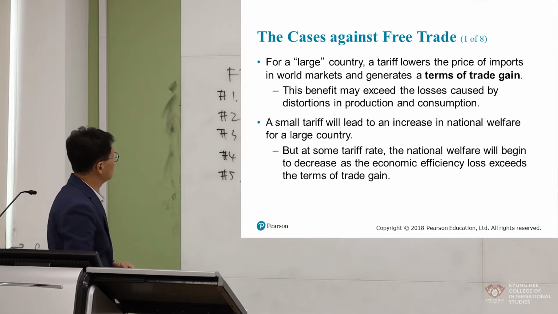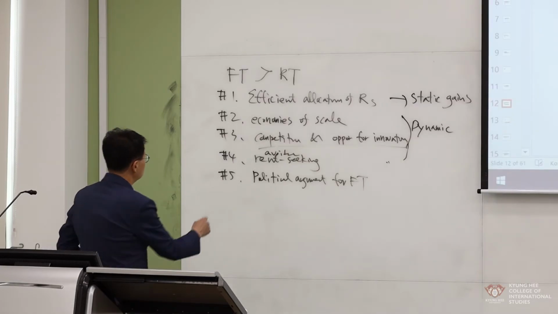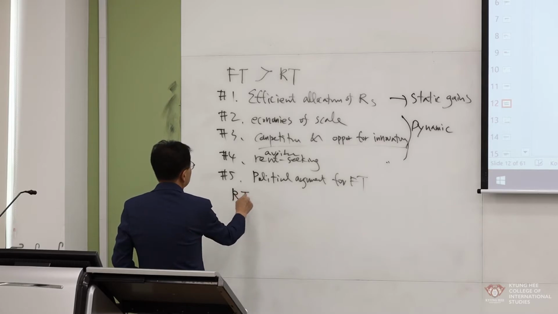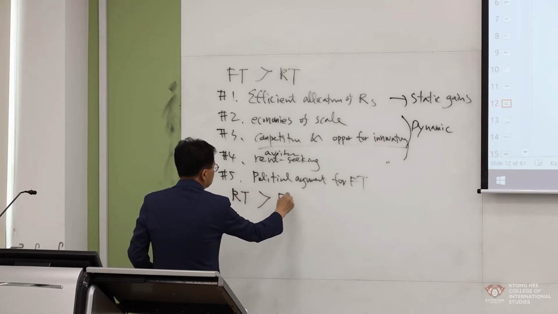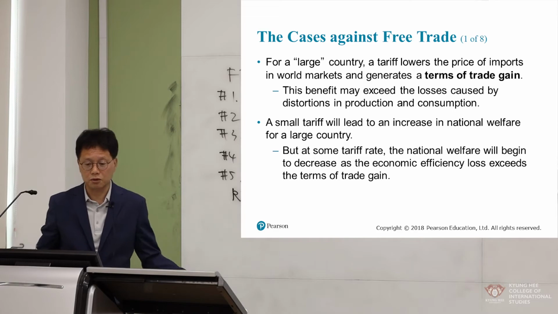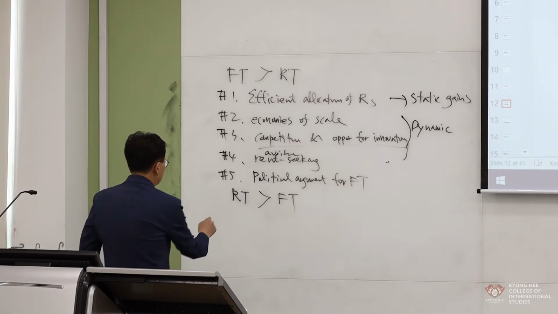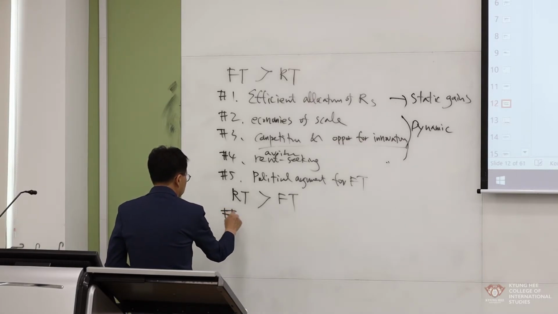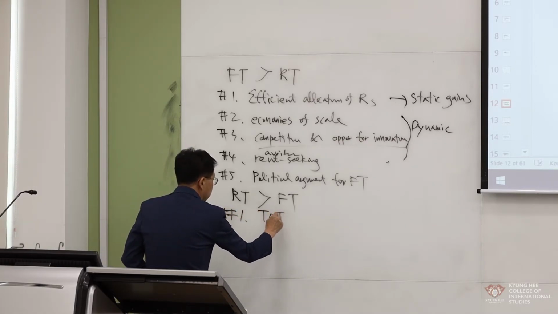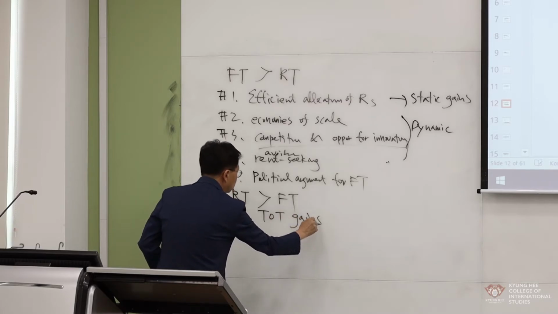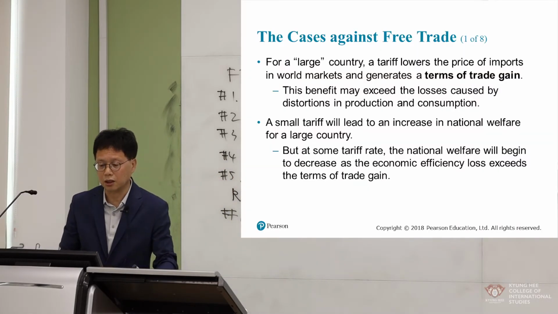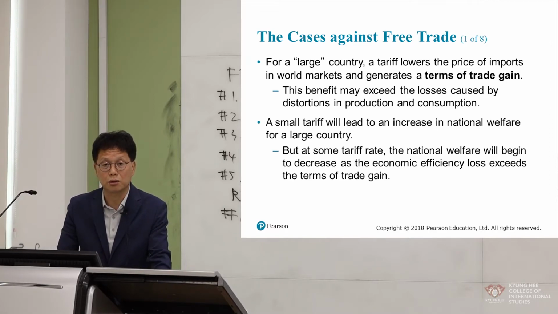Now we studied why free trade is better than restricted trade. Now, why restricted trade might be better than free trade? There are some arguments for this. Number 1 is terms of trade gain. We already studied this terms of trade gain when large countries impose tariff. Then sometimes terms of trade gain is greater than deadweight loss.